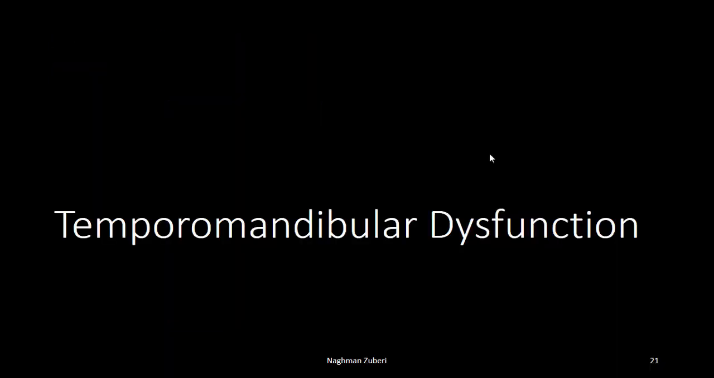Now we are going to discuss temporomandibular joint dysfunction. Because any problem which may occur in the joint, in the occlusion, in the muscles, anatomical, traumatic, or maybe iatrogenic, it will lead to temporomandibular joint dysfunctioning of the joint.